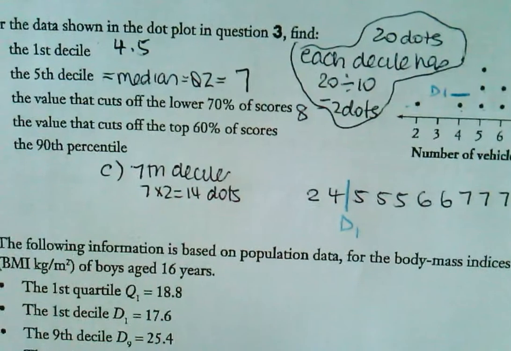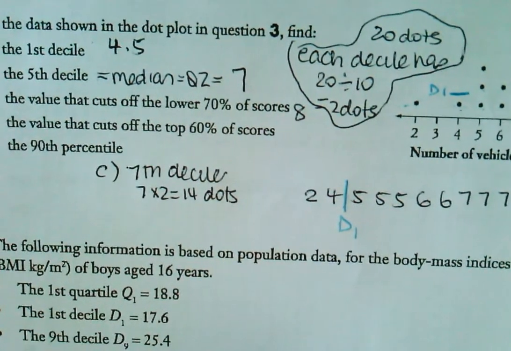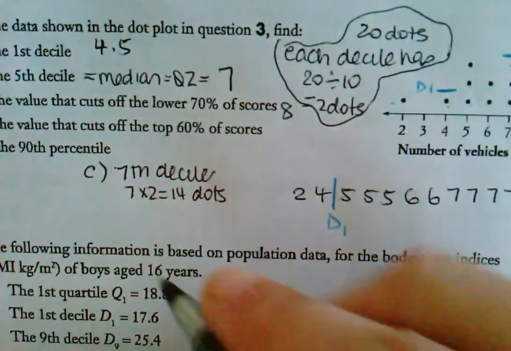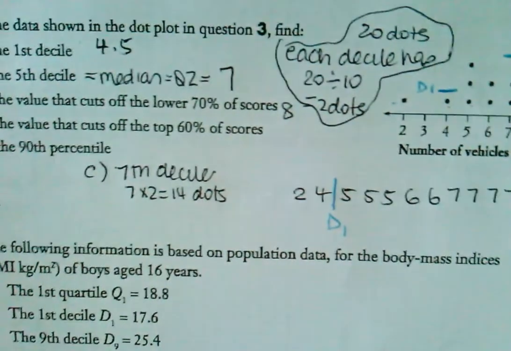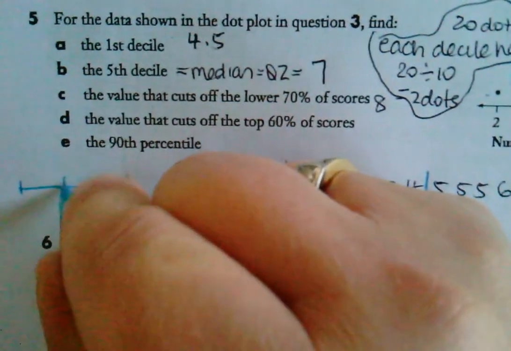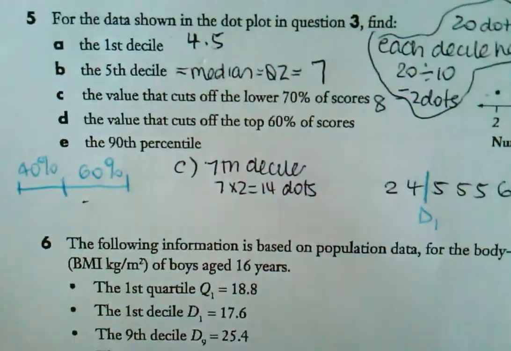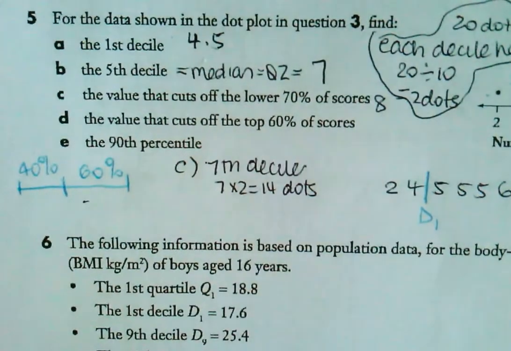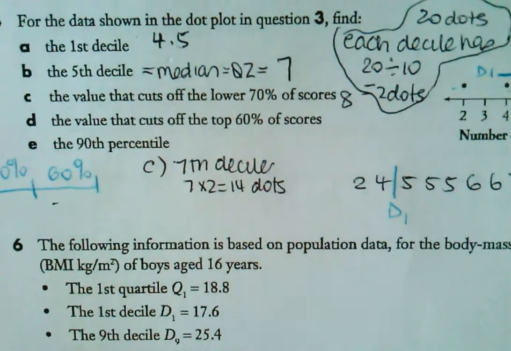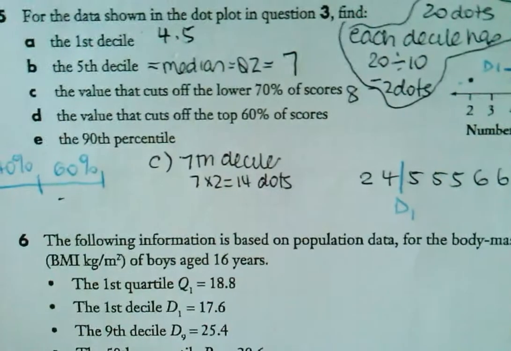The value that cuts off, be careful, the top 60% of scores. So the value that cuts off the top 60%, watch this. The top 60% would be here, 60%, 40% in the lower. Do you get that? So we're looking for D4. 4 times 2 is 8. After 8 dots, we're going to put a line. Does that make sense? The top 60%.